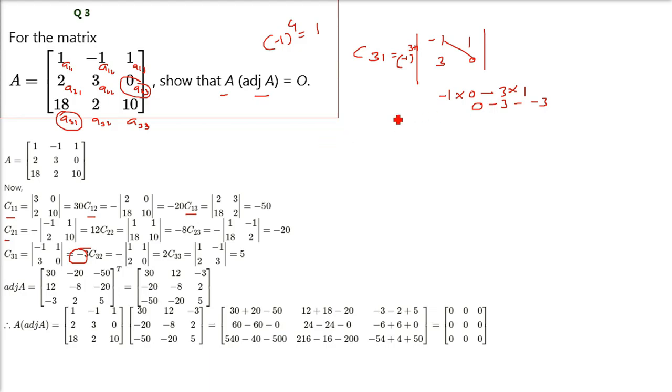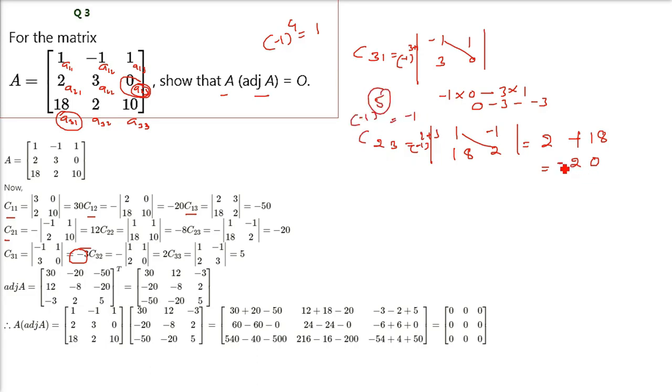Let us take one more. I am taking C23. It will be this row and this column where A23 intersects that we will leave, and 1, 18, minus 1, 2 we will write: 1 into 2 minus 18 into minus 1, that is going to be 20. Since we have minus 1 to the power 3 plus 2, or 2 plus 3, it will be minus 1 to the power 5, and minus 1 to the power 5 is minus 1. So write it negative here, minus 20. All of these you have to do. I just gave you an idea how to do this.